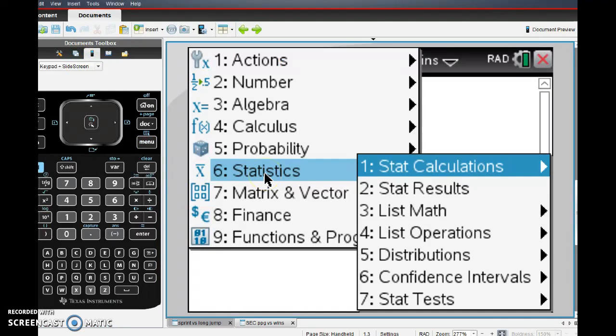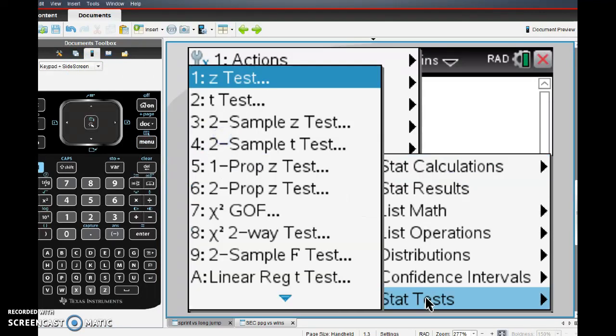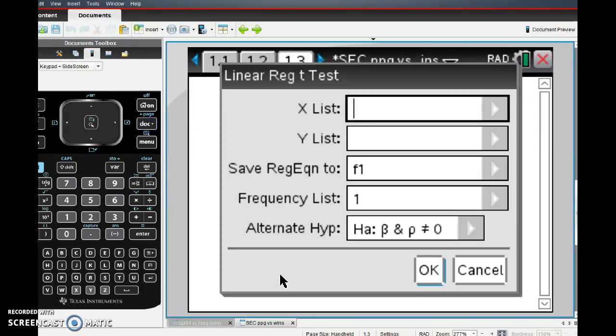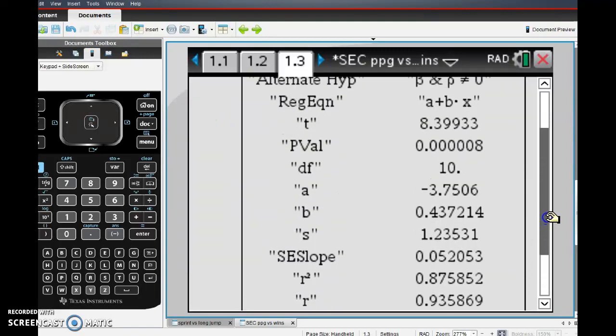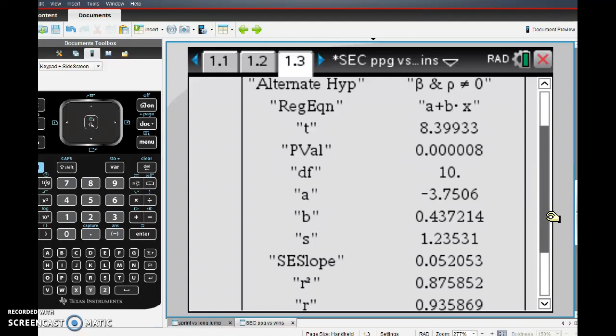I'm going to go to stat tests, and I'm actually going to run this weird linear regression t-test. Put in your x's, put in your y's. Don't change anything else. We got some weird stuff here that we're going to talk about later in the year. But right here, that is the standard deviation of your residuals, 1.2.